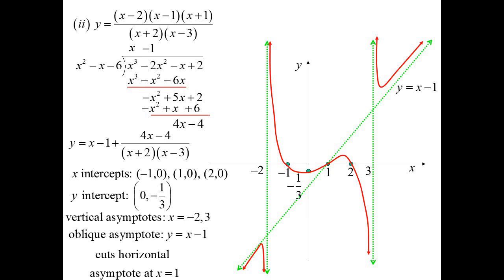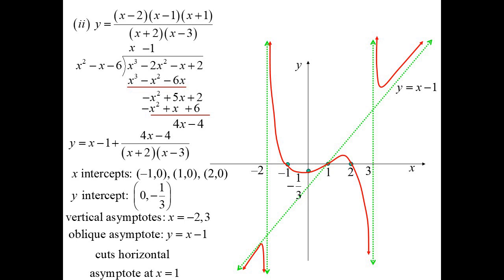Okay, let's go the other side. It's got to go through minus 1. It goes through the y-intercept here. That tells me it must be coming down because it can't cut the oblique asymptote down here. We haven't got a point of intersection there. So it must be coming from the top. It must go down. It goes through minus 1/3.